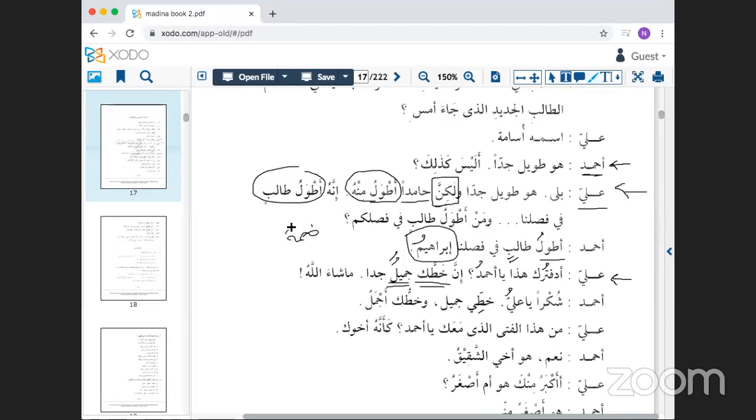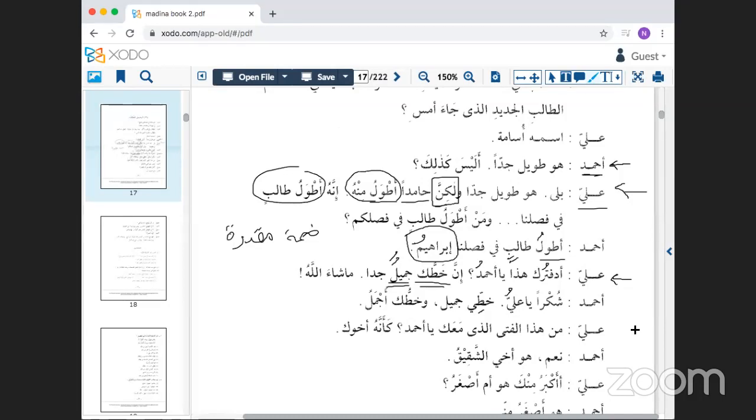Dhammatun muqaddaratun. Wa alamatu raf'ihi ضمة مقدرة في آخره. جيد. فضل أخي, because of the ya, which is the ya al-mutakallim, ahsant.